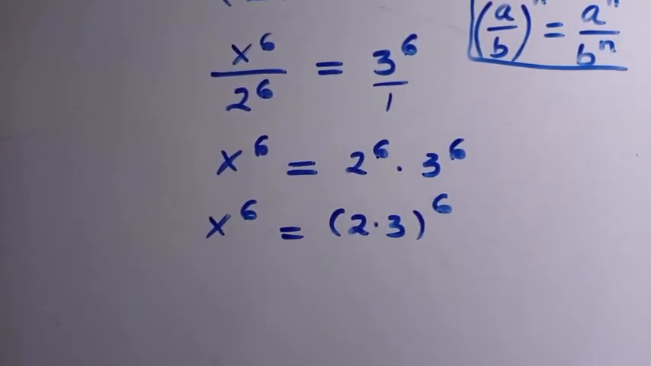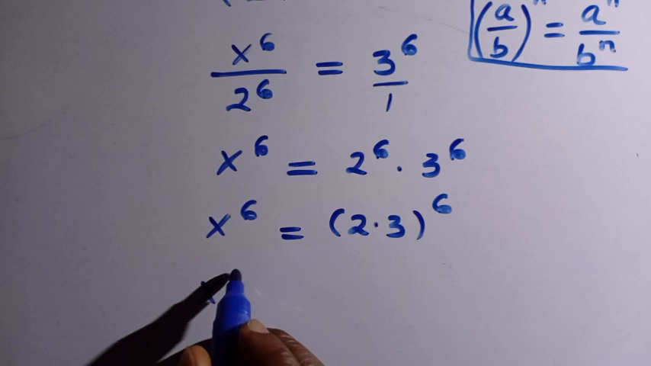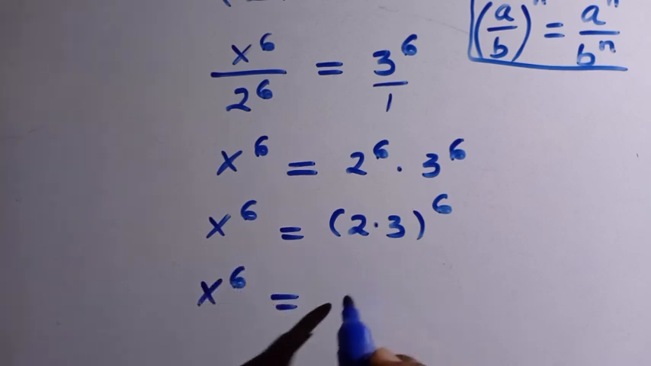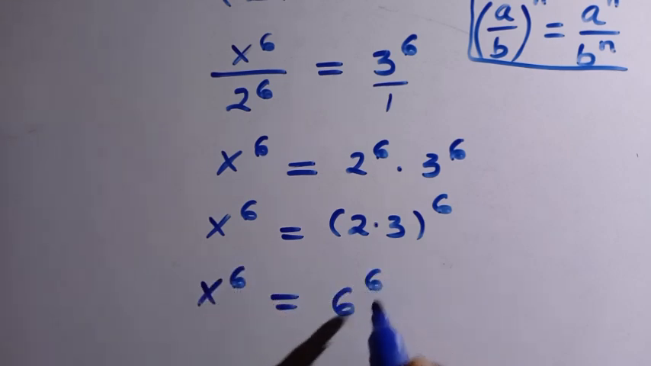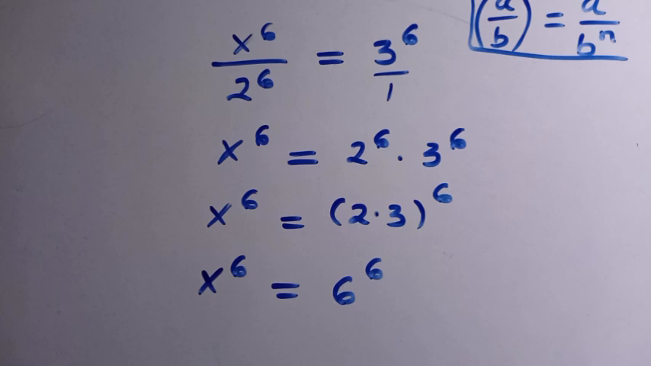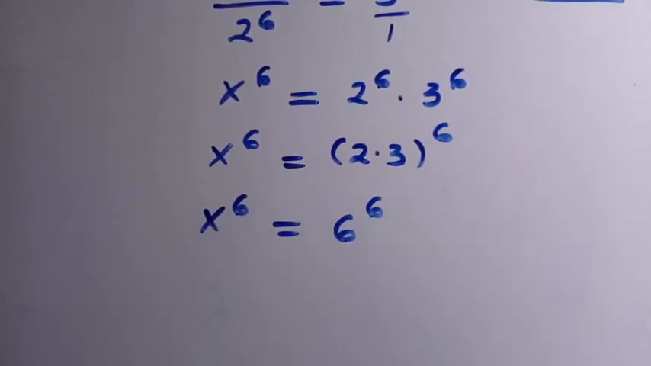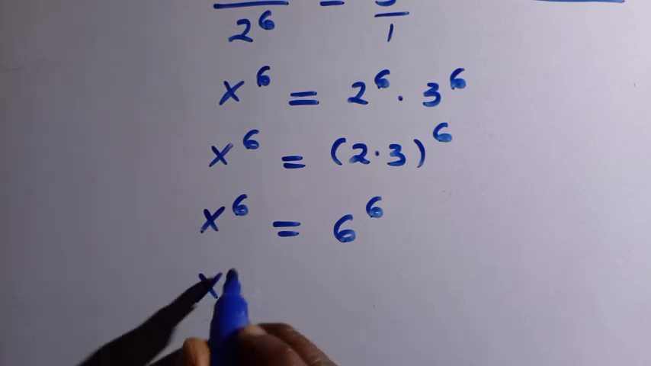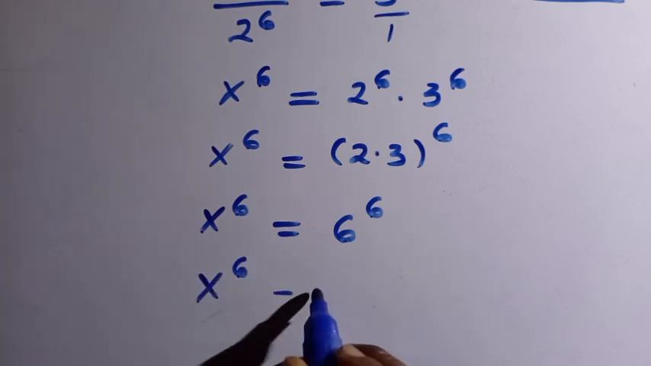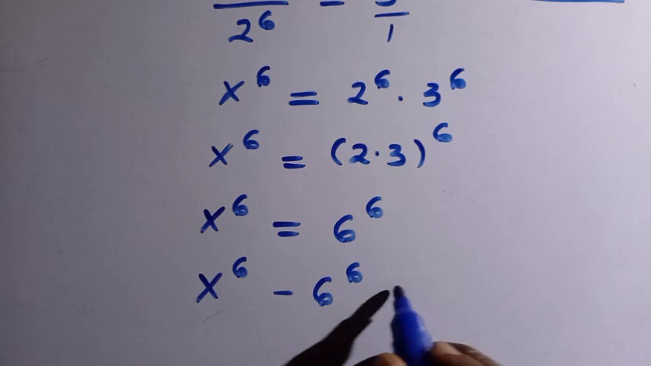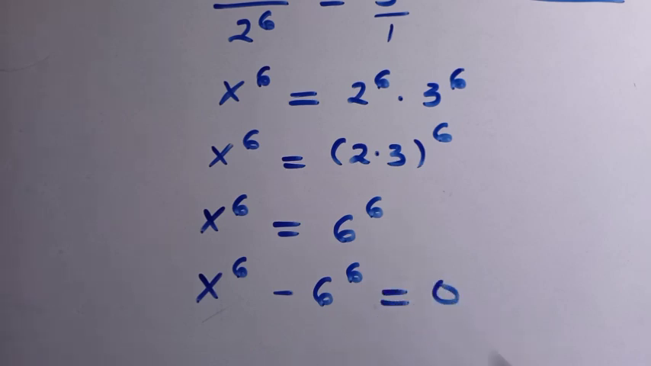So after having this, we consider this as x^6 equals 6^6, since 2 times 3 is 6. So that is what we get. Then let's take 6^6 to this side. We have x^6 minus 6^6 equals 0.